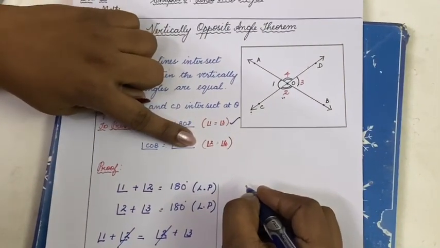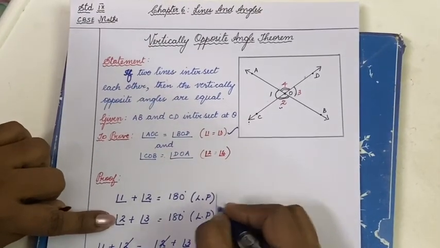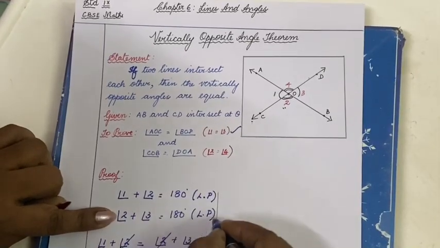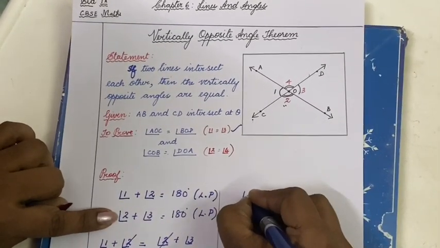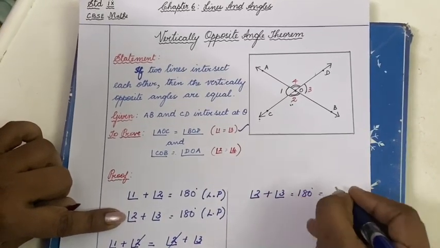How are we going to do it? Here also we are going to start from the step where we stopped. We stopped at angle 2 plus angle 3. We are going to continue the same step. Angle 2 plus angle 3 is equal to 180 degrees because it is a linear pair.